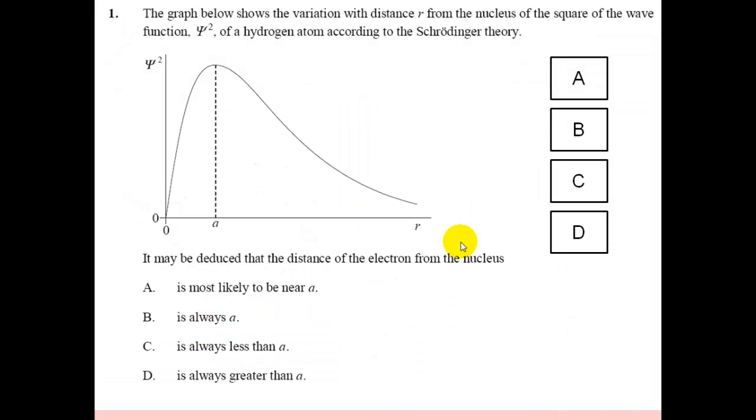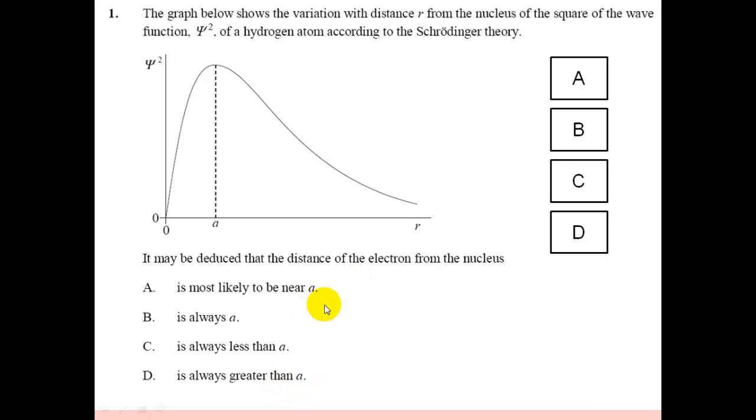Here's an example from a past paper question. This is the psi squared. According to Schrodinger, it's more likely to be found at A than it is here or here. It is possible to find it at this distance, but it's less likely than A. So it may be deduced from the distance that the distance of the electron from the nucleus is most likely to be near A, is always less than A, or is always greater than A.